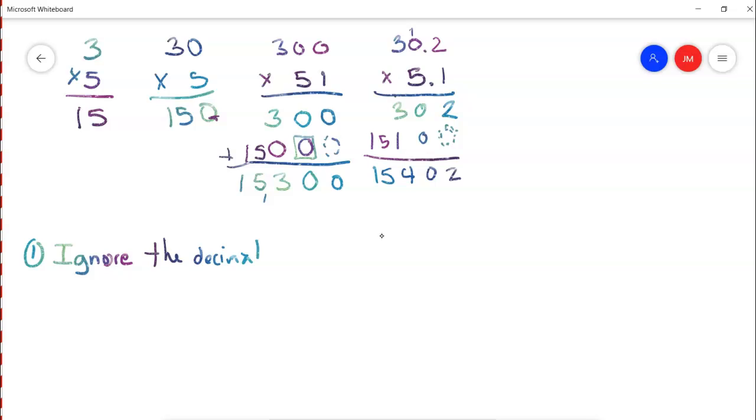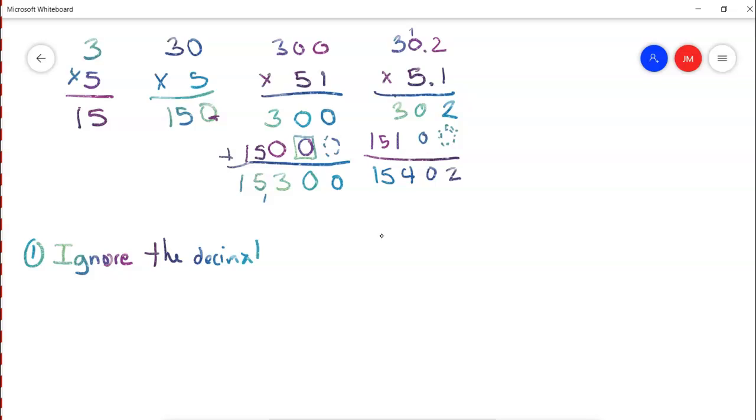Now, 30 times 5. What is 30 times 5? We already said. What is 30 times 5? So does it make sense that our answer is going to be 15,000? If 30 times 5 is 150, then 30.2 times 5.1 should be just a little bit more than 150.